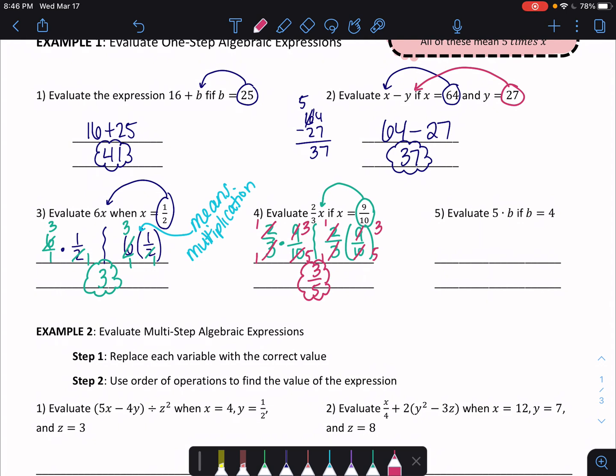Number 5 says evaluate 5 times b if b equals 4. So I'm going to take this 4 and I'm going to put it in for b. So 5 times 4 is 20. And this time I just used the notation that they gave me. They gave me the multiplication symbol, so I kept it.